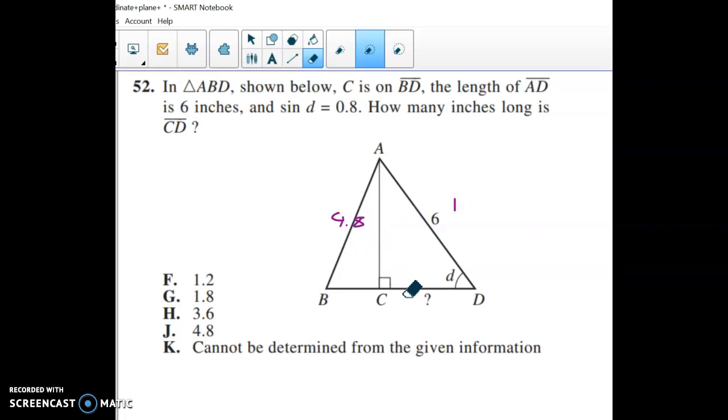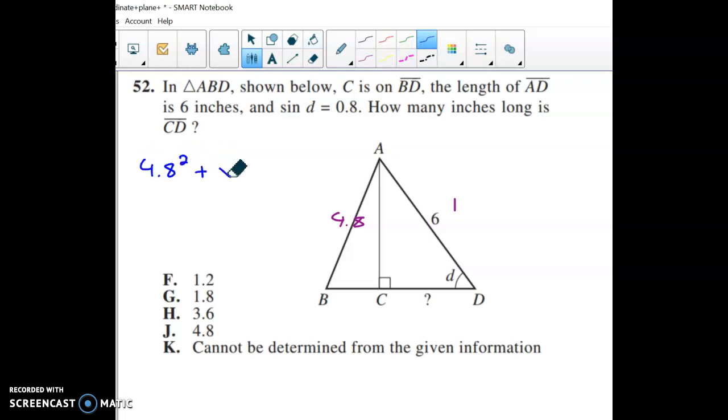And then to find CD, we could just do the Pythagorean theorem because it's a right triangle with 4.8 and 6. So I would do 4.8 squared plus x squared equals 6 squared, because this side is 6, and then just solve that. So this would be 36. I don't know what 4.8 squared is. Okay, so it's about 23. Maybe let's call it 23 to make it simple. And then subtract 23 from both sides, so we get 13. And then x is just going to be the square root of 13.